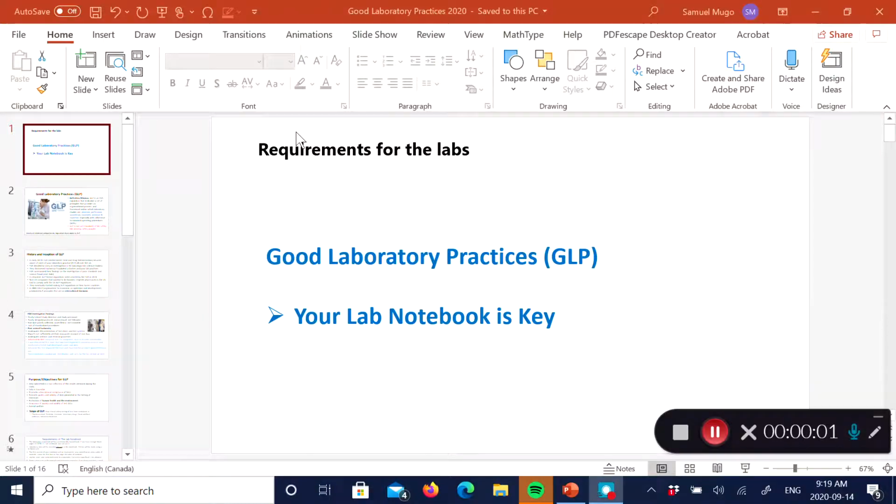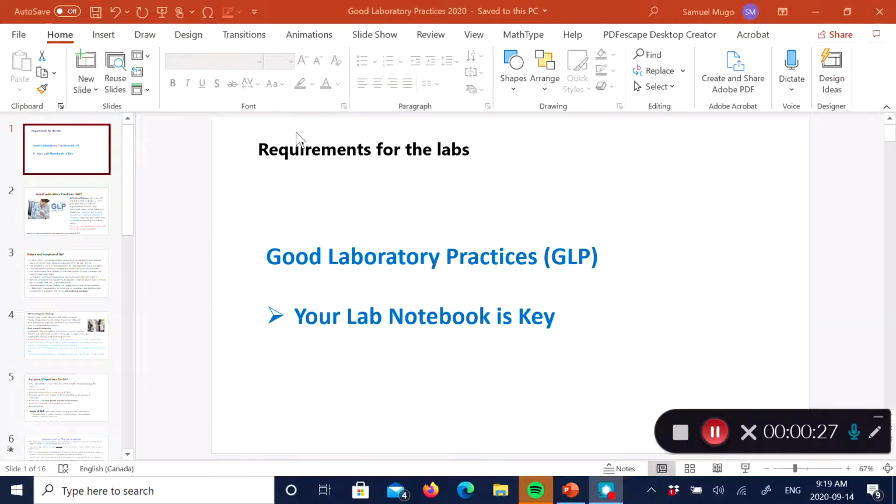The purpose of today's lecture is to introduce you to a very important requirement for the labs, not only for the academic labs, but also for industrial labs as well. And this is what we call the Good Laboratory Practices, GLP.